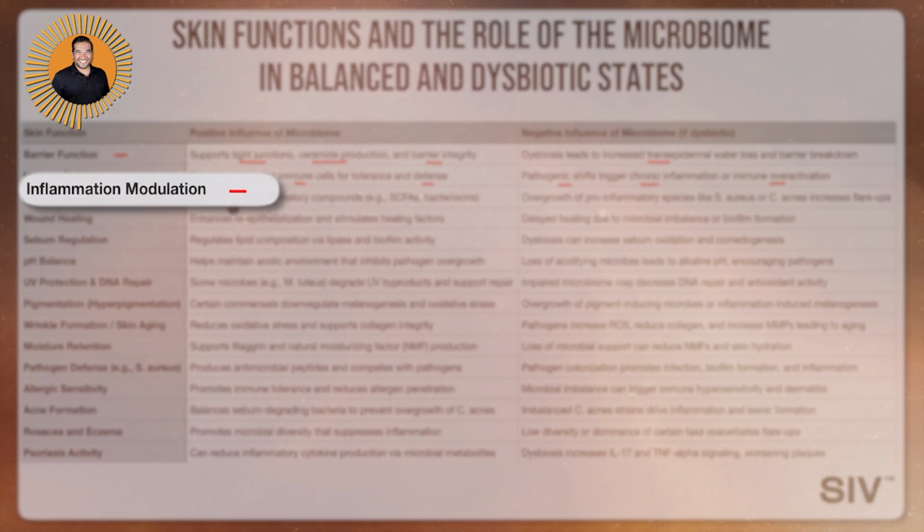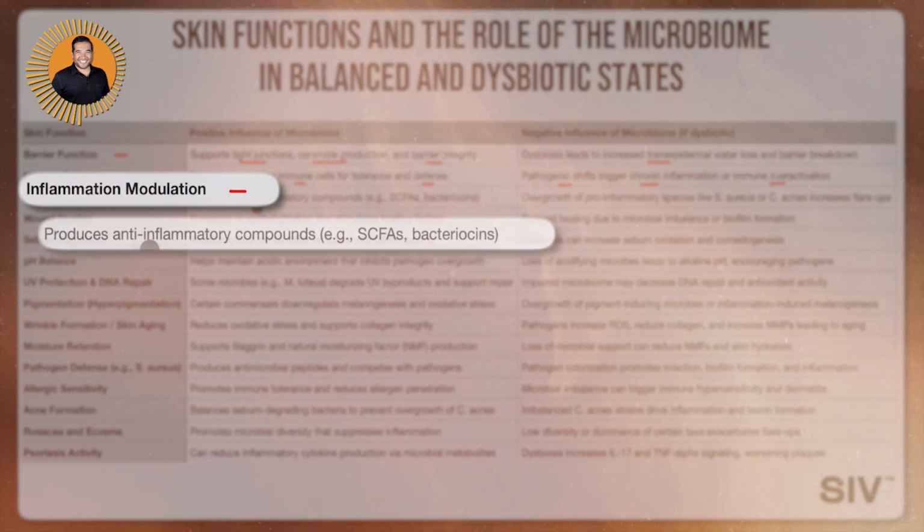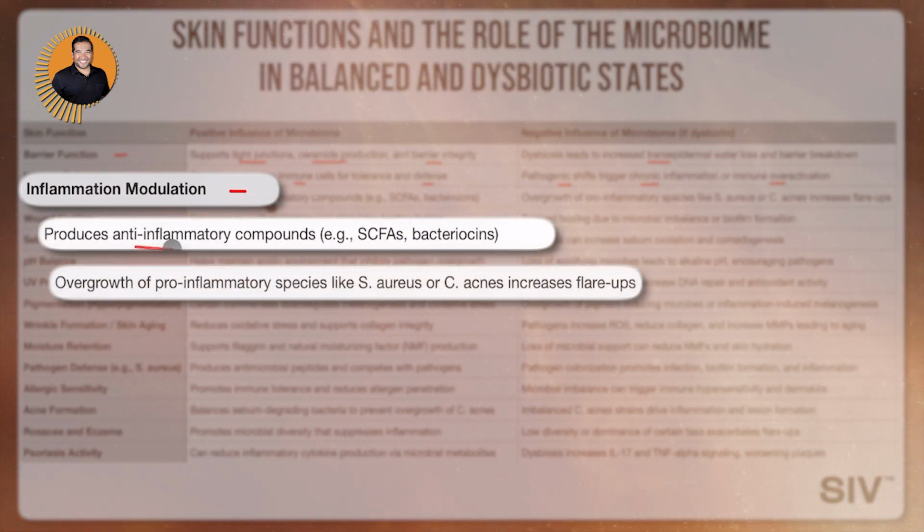So when you look at modulation of inflammation, good bacteria on the skin, the right balance, produces anti-inflammatory compounds, things like short-chain fatty acids and bacteriocins. These are really important to maintain and manage redness and inflammation on the skin. When you have overgrowth of the dysfunctional bacteria, they become pro-inflammatory, like Staph aureus, for example, or C. acnes, which is Cutibacterium acnes. These increase flare-ups, increase sensitivities, increase redness on the skin all the time, right? So this is a problematic version.